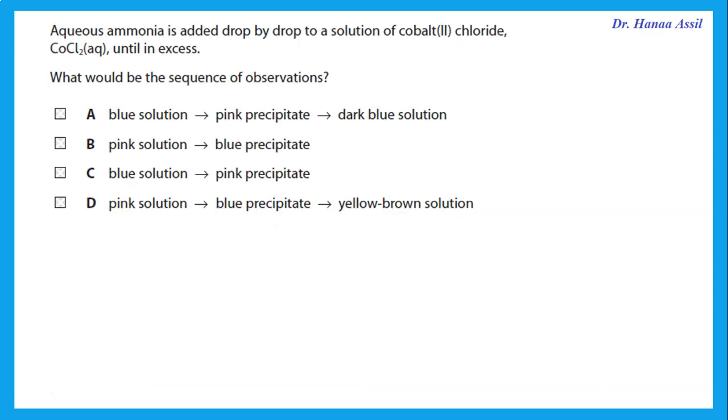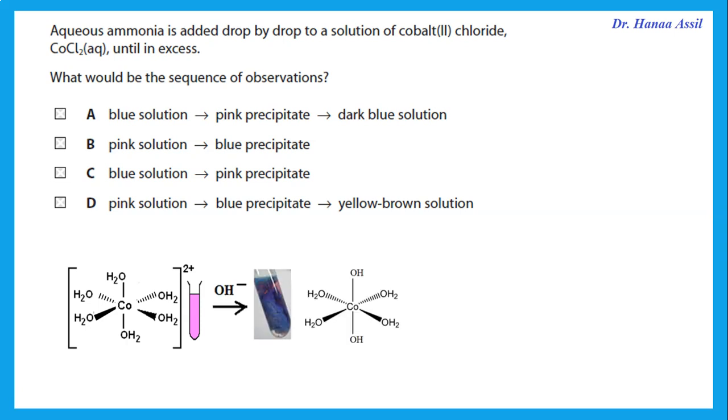Aqueous ammonia is added drop by drop to a solution of cobalt 2 chloride. What would be the sequence of observations? Again, what did we say? We said cobalt in water is pink. Cobalt complex with water is pink. When we add hydroxide, whether it's aqueous ammonia or sodium hydroxide, it forms a blue precipitate.